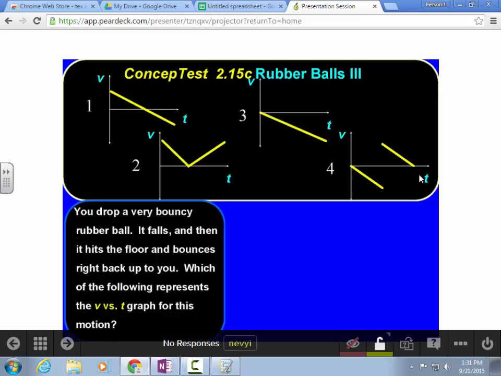You drop a very bouncy rubber ball. It falls, hits the floor, and then bounces right back up to you. What's the V versus T graph? 30 seconds.